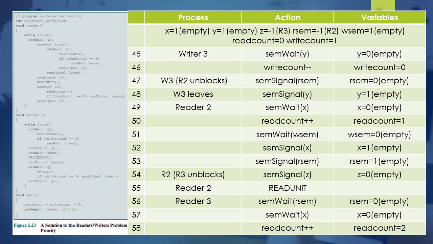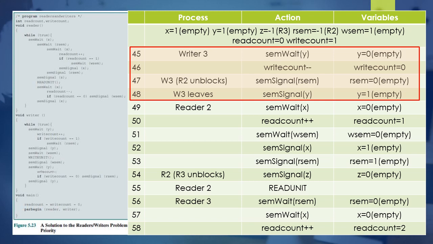Now the system is like this. Reader 2 is blocked in the queue of RSIM. Reader 3 is blocked in the queue of Z. Read count is 0. Write count is 1. Writer 3 does a wait on Y, becomes 0. It decrements write count, becomes 0. It does a signal on RSIM, becomes 0 and reader 2 unblocks. Writer 3 does a signal on Y, goes back to 1. Writer 3 leaves the system.